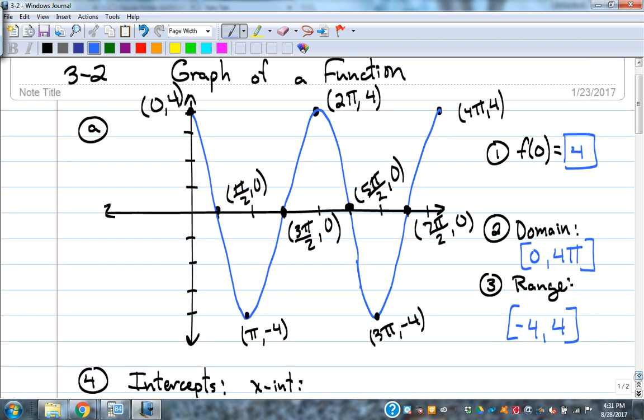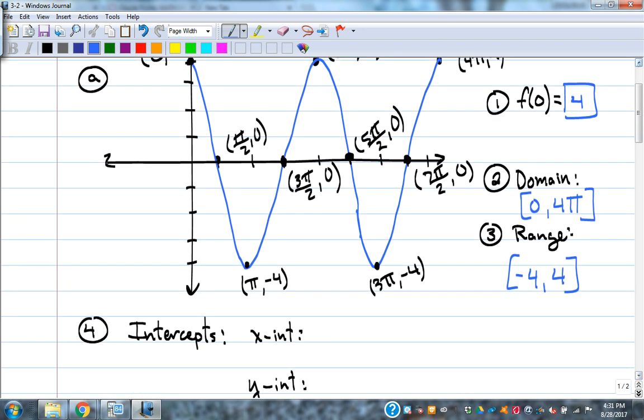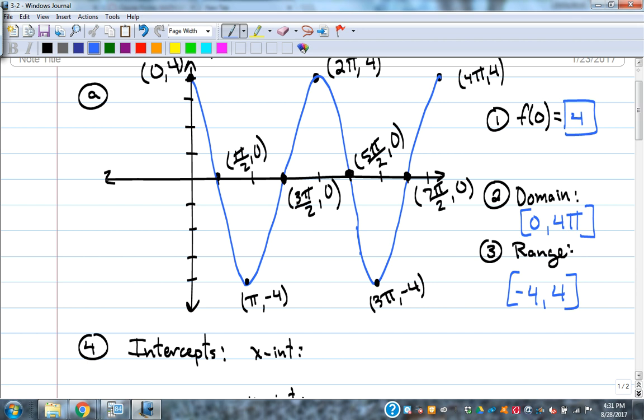Let's talk about the same graph. Try to scroll where you can still see it. The intercepts, and we'll start with x-intercepts. Okay, x-intercepts are where the graph crosses what? The x-axis. How many are there? 4 for this one. List them.